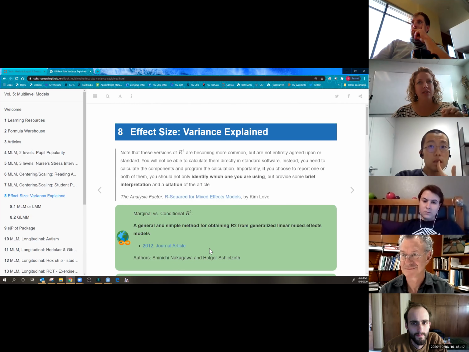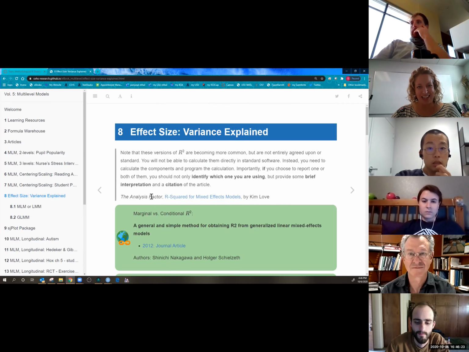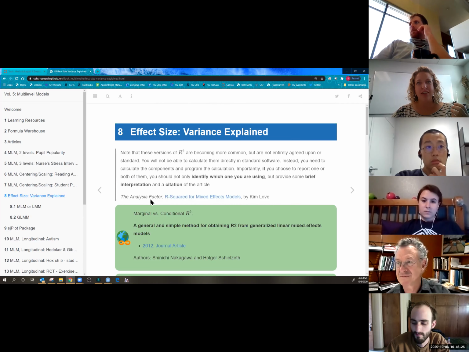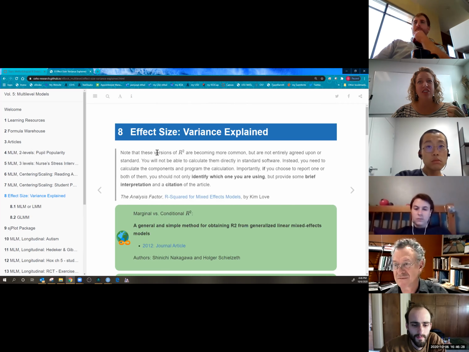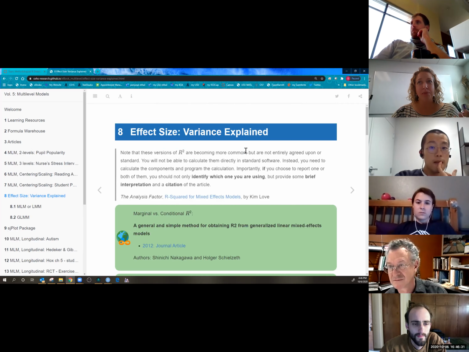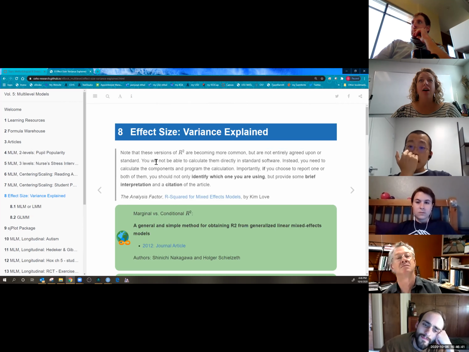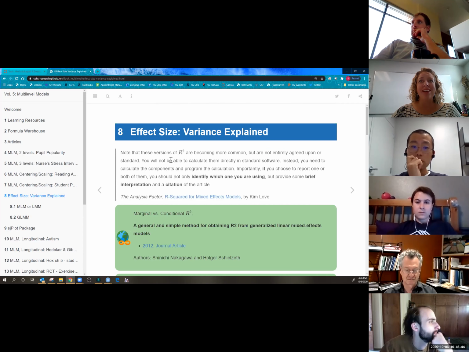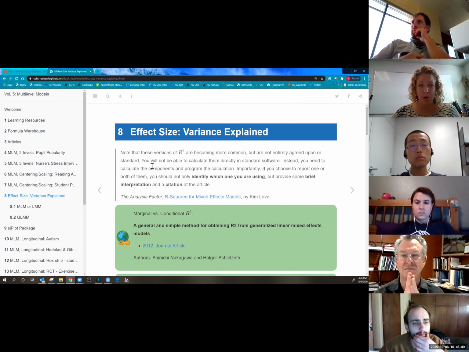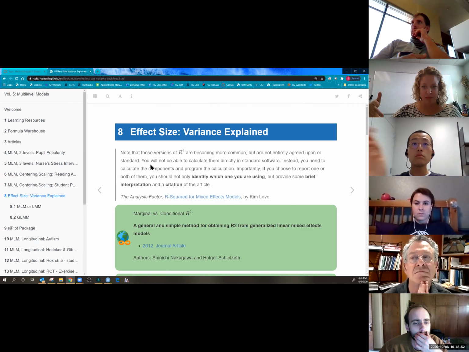So we'll hit this as we come up to it before, but I put this at the top on purpose. This is from that analysis factor website. There are lots of versions of R², and it's becoming more common, but it's not entirely agreed upon or standard. There's lots of different versions of R² that you can do with a multi-level model. Most of them you cannot calculate directly with software. Instead, you have to get the variance components from your model in the tech reg or the summary command, and then calculate them by hand.